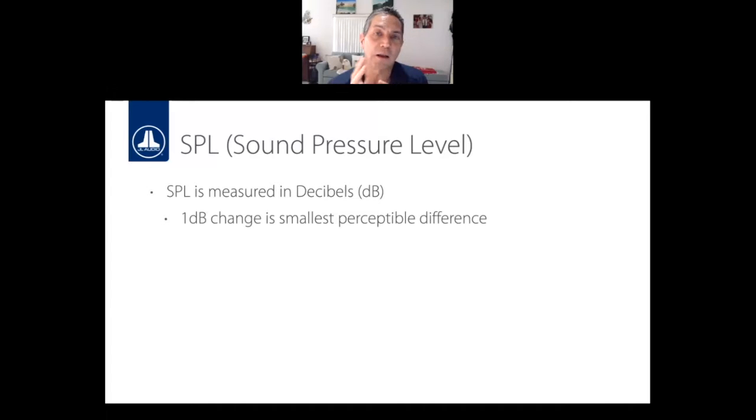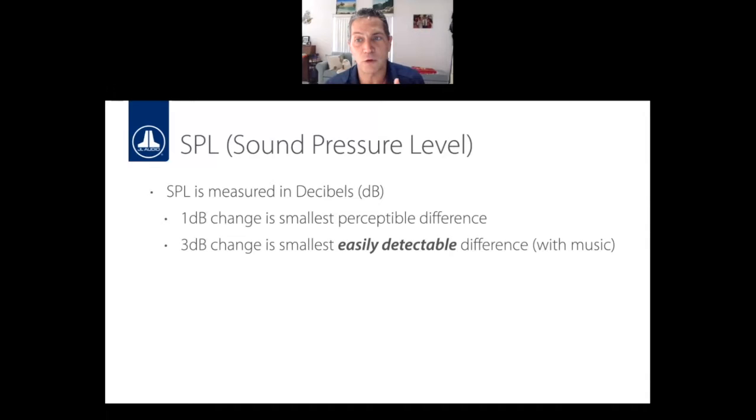That change of 1 dB requires a 26% increase in overall power going through the speaker system, assuming you're getting it louder. That's quite a bit of power to make a pretty insignificant change. But remember that a 1 dB change is about the smallest that you're going to be able to pick up on. Now, a 3 dB change is considered the smallest, easily detectable difference that you'll pick up with music.